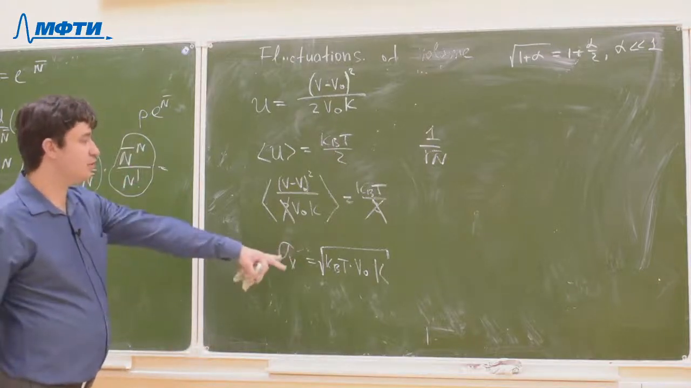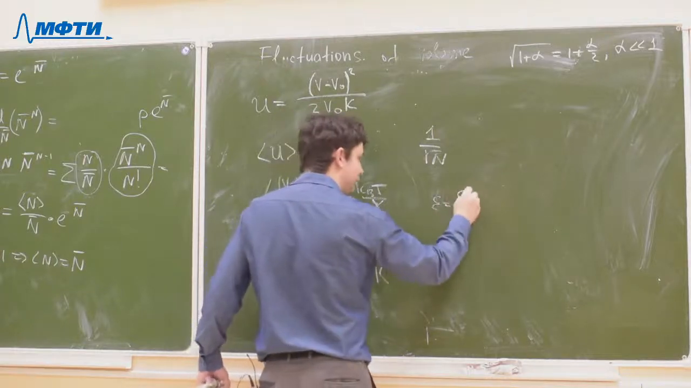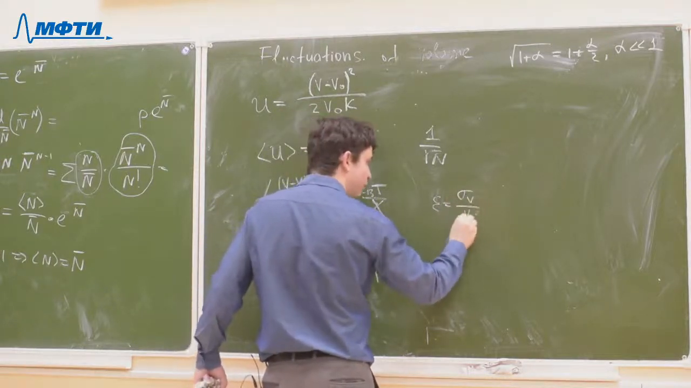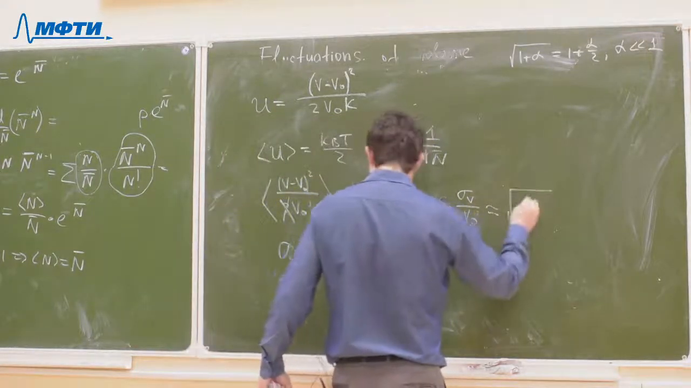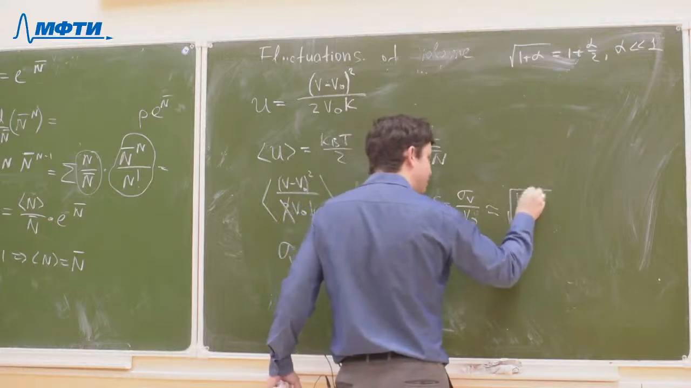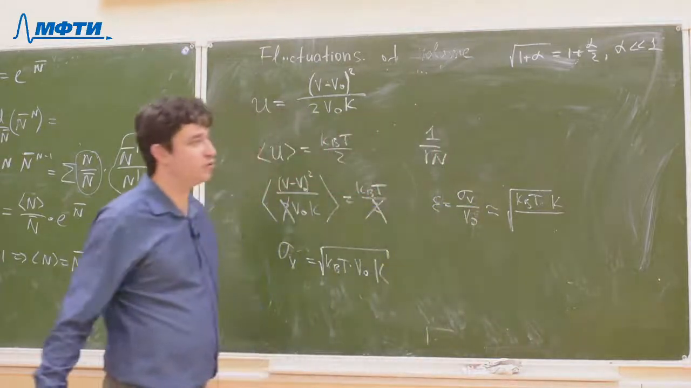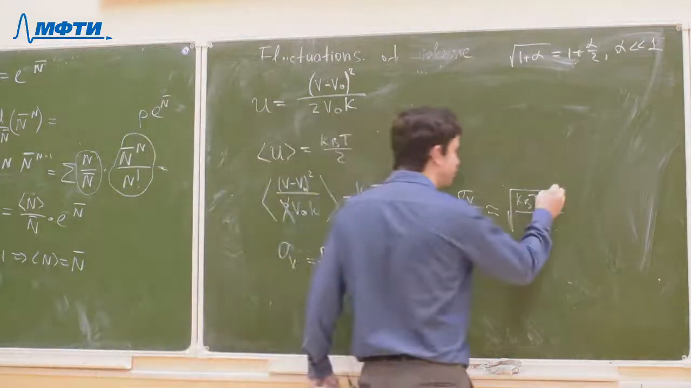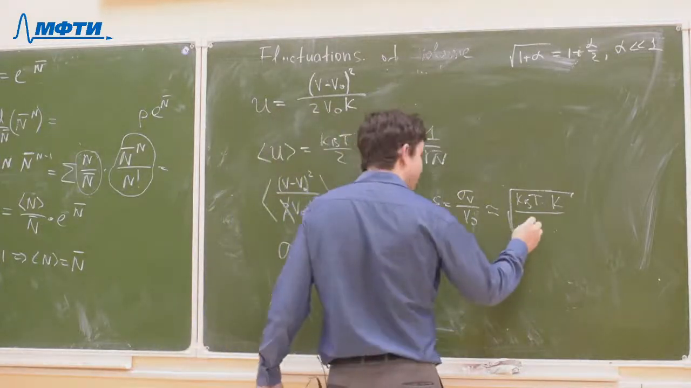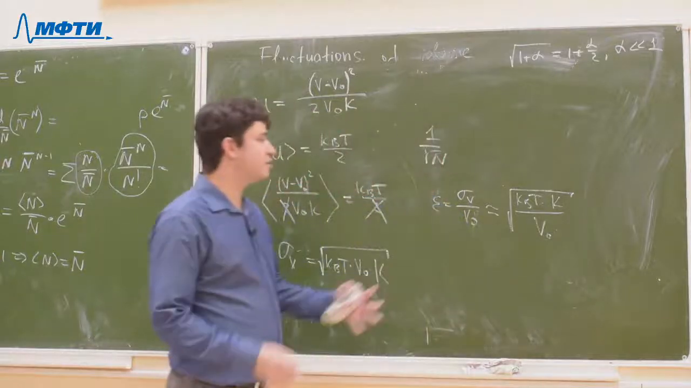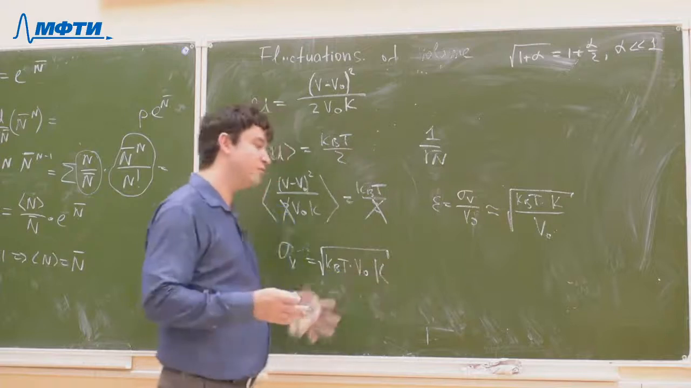If we increase the volume, then the relative fluctuation, which is equal to sigma of V over V0, is proportional to some constant, which is kBT, multiplied by another constant, the compressibility. This compressibility is the physical quantity which is independent of the volume of the medium, and divided by V0. So that means that the larger the volume of the system, the lower the relative fluctuations of volume are.